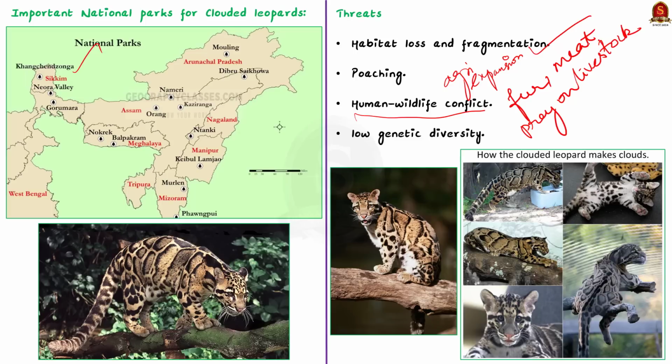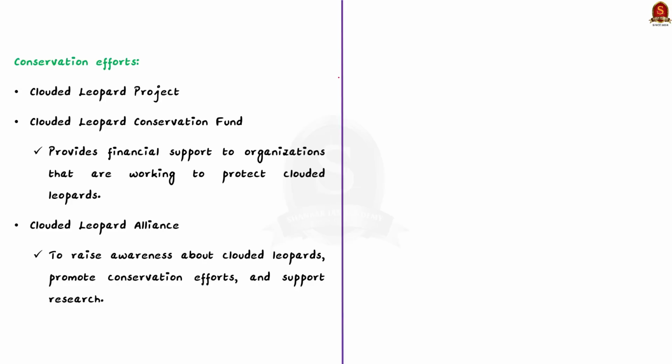Also note that clouded leopards have low genetic diversity, which makes them more vulnerable to diseases and other threats. So these are the threats faced by them. Now talking about the conservation efforts, the Clouded Leopard Project by the Indian government was created to protect clouded leopards in the eastern Himalayas. The project is working to create protected areas, combat poaching and reduce human-wildlife conflict.